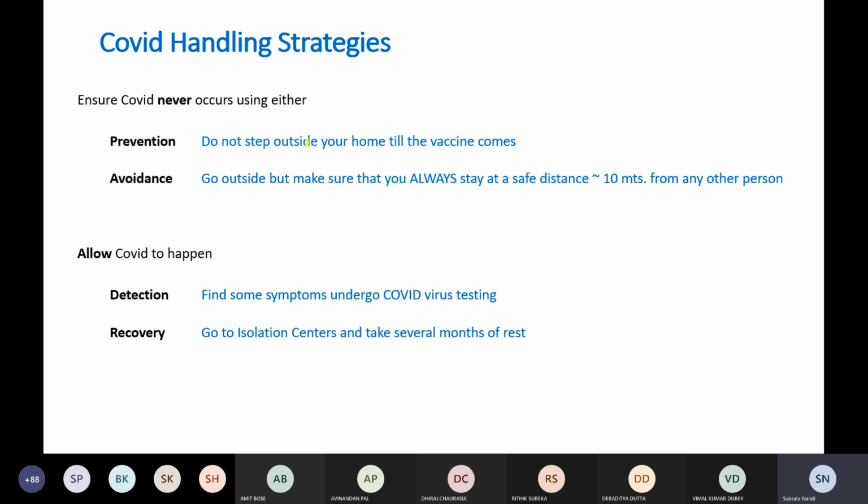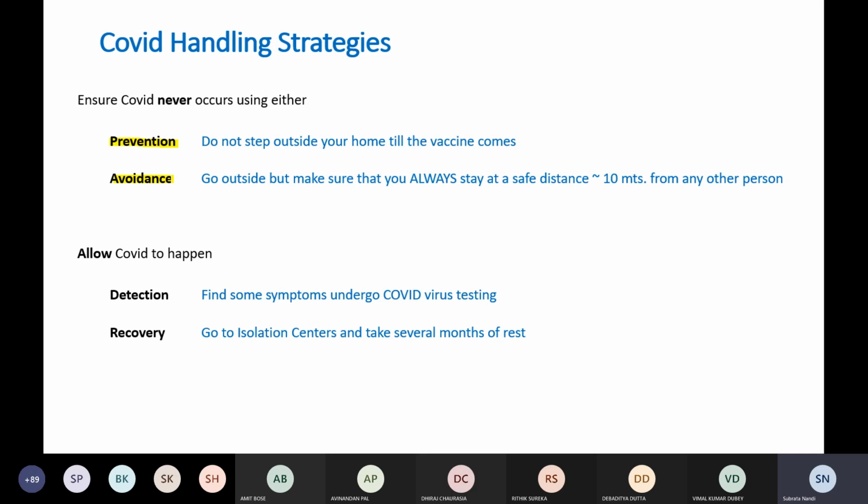What are the possible strategies that we generally follow? Prevention means don't step outside your home till the vaccine comes. So if you really try for prevention, how long do you have to wait? Until the vaccine comes. Nobody knows. It's an indefinite time, so you can think of it as something like indefinite postponement. Nobody knows when the vaccine will come successfully and everybody gets vaccinated. So if you are really trying to prevent something, you basically stay indoors for 7-8 months, 10 months, and it's up to you how you manage.